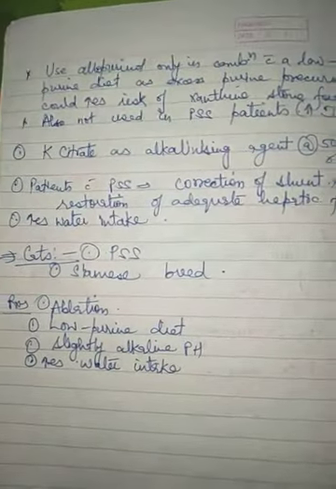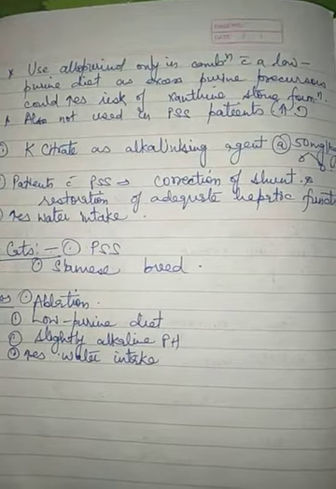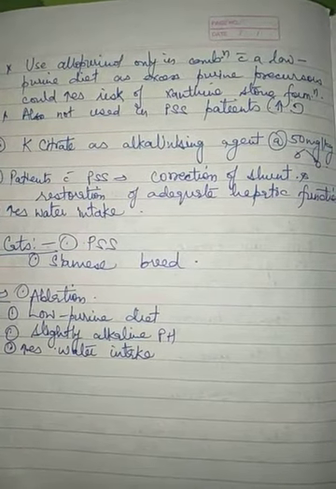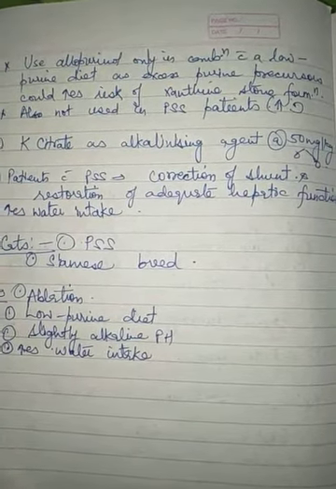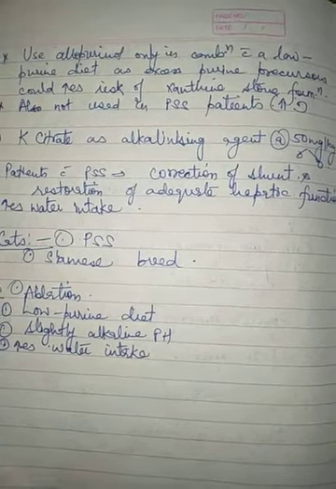Then allopurinol should not be used in portosystemic shunt patients because it also increases xanthine stone formation. So use allopurinol cautiously in animals.